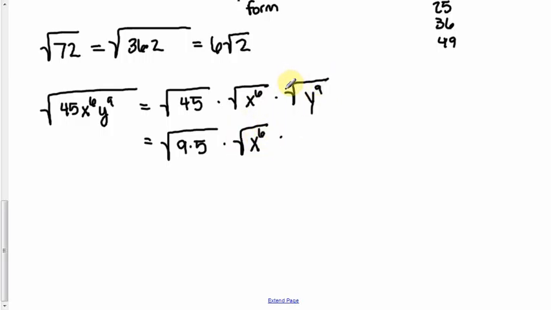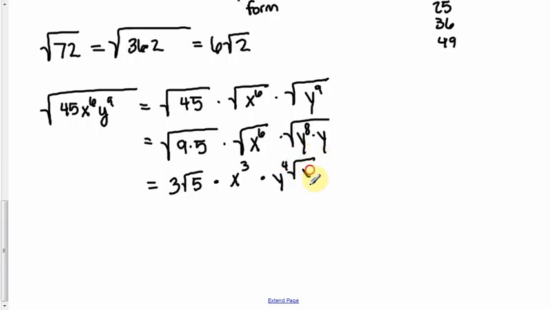And then the 9 is not evenly divisible by the 2 out here. So I'm going to break it down into y to the 8th times y. Now we're going to simplify. The square root of 9 is 3 on the root of 5 times the square root of x to the 6th is x to the 3rd times the square root of y to the 8th is y to the 4th times the square root of y.